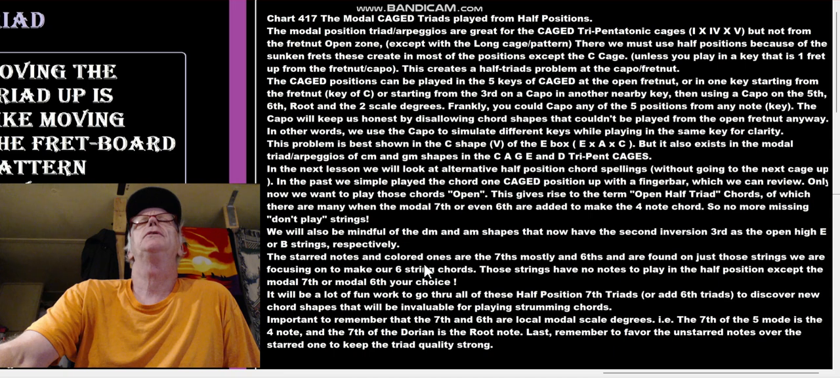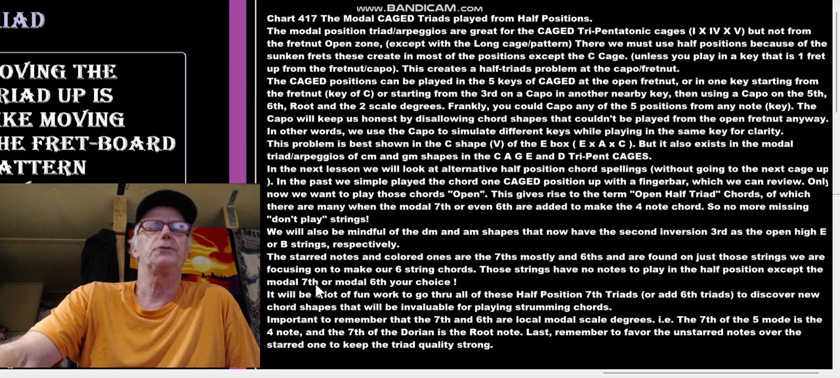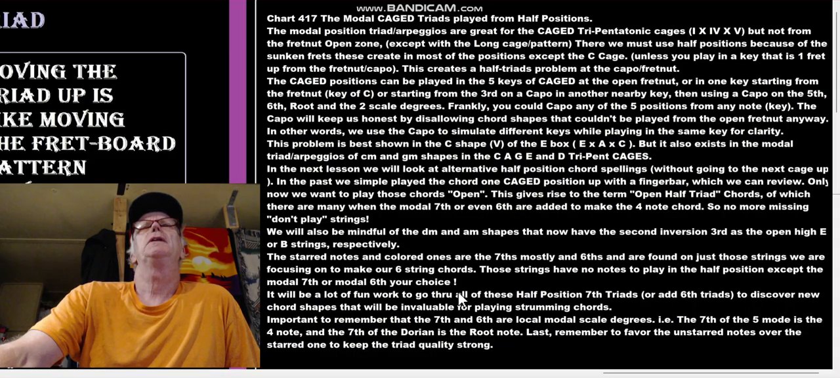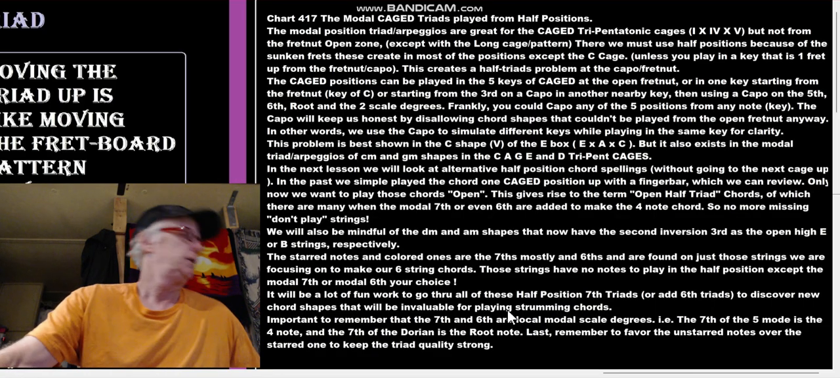We're mindful the starred notes are going to be the 7th and the 6th. Okay, your choice, but really we're going to favor the 7th. We're going to favor the triad notes over the 7th. It would be a lot of fun to work through all the half positions and discover new chord shapes that are invaluable for playing strumming chords.